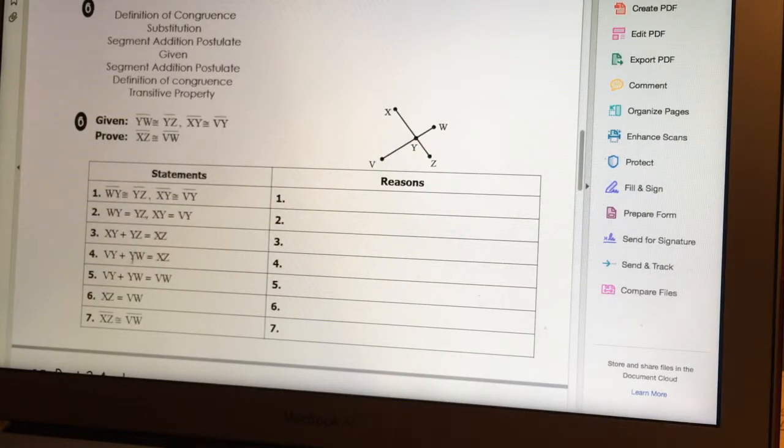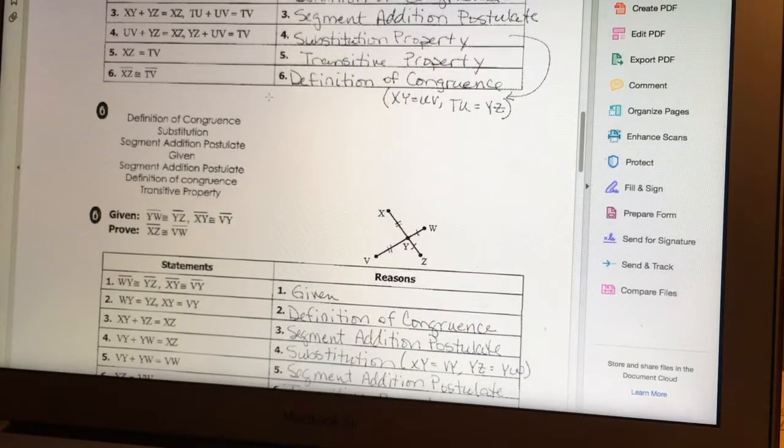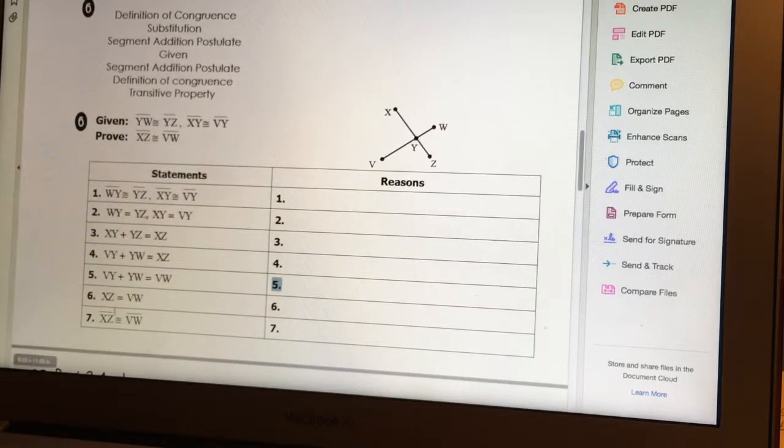All right, number 5. So remember, when two different things, all right, so vy equals yw, vy plus yw equals vw. That's another segment addition postulate, because notice how vy plus yw equals vw. So that's number 5, segment addition postulate. And then xz equals vw.